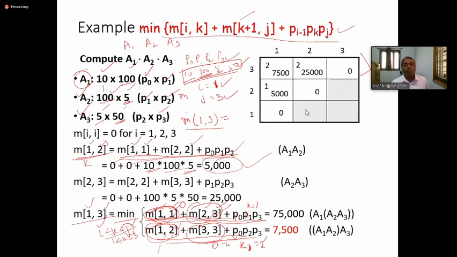Then what do you require? M of 2,3 is also required. Just apply the recurrent solution. Nothing else, only applying the recurrent solution.